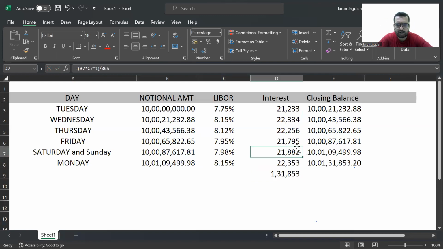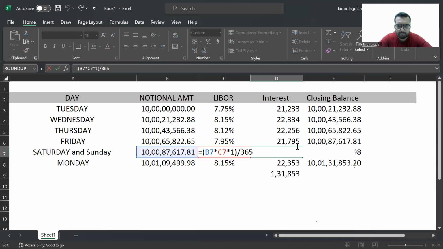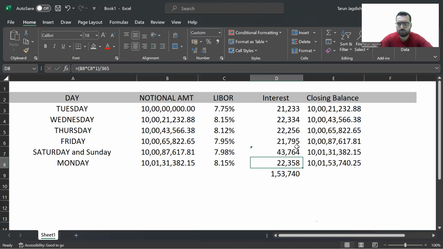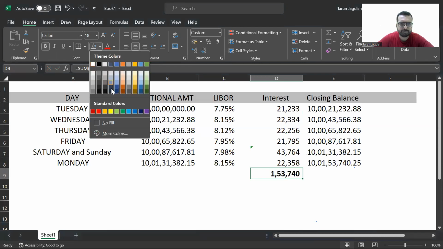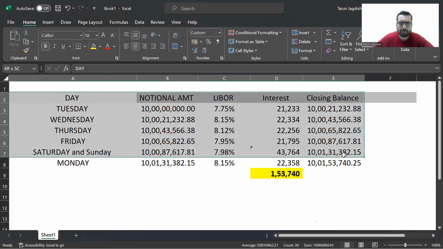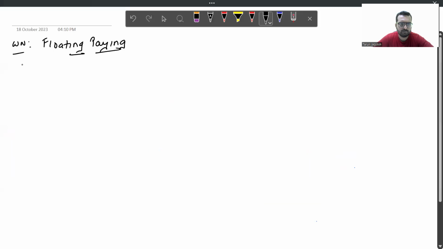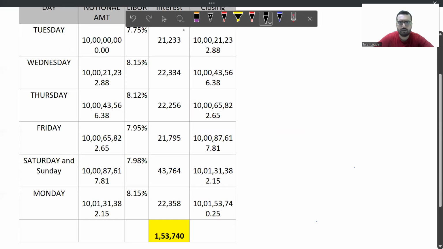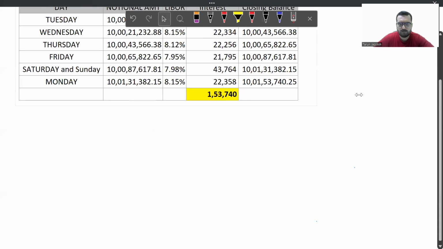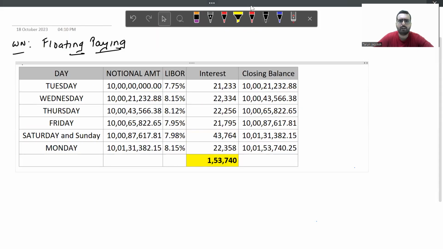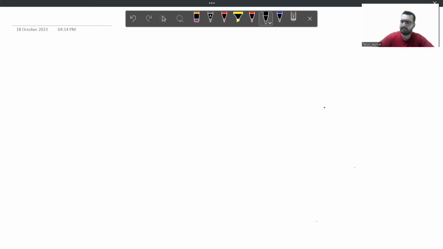131,853. One small mistake I have done here. It will be 2 divided by 2. So you get 153,740 as the number over here. All right. So just copy paste this whole thing. Fine. So once you get this as a floating payment, next I will go to the next page and I'll write down the next working note.